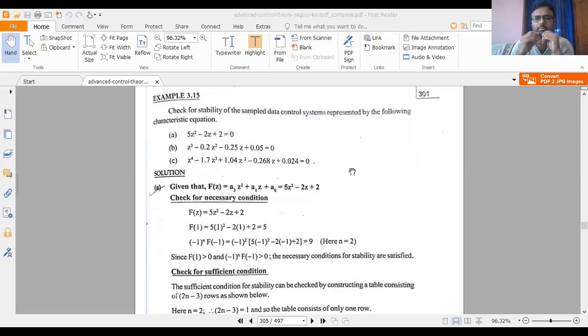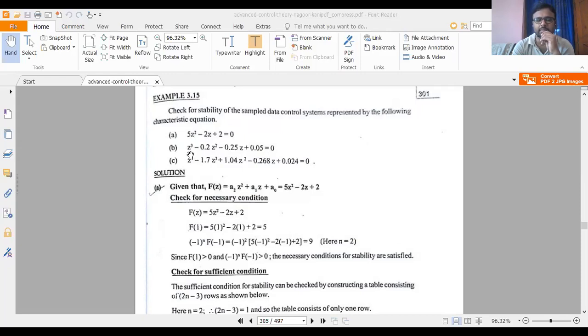So we are about to complete the fourth unit today with some of the problems regarding the Jury stability test. We are going to close this unit. In the previous class, we have solved one statement of the problem: check the stability of the system, a sampled data control system, which is represented by the characteristic equation. We have solved the first problem.